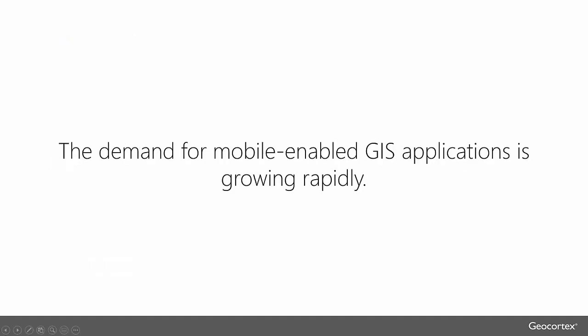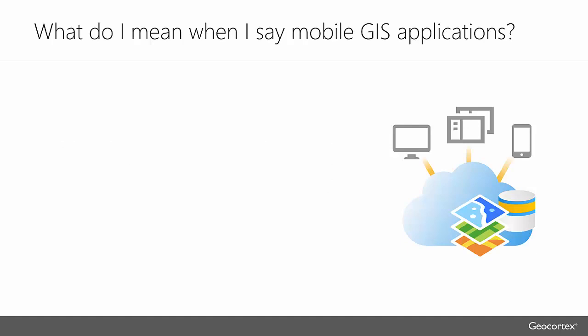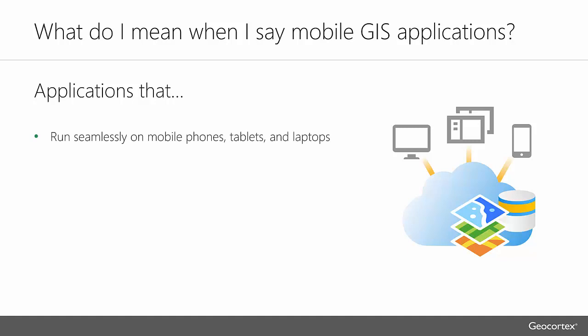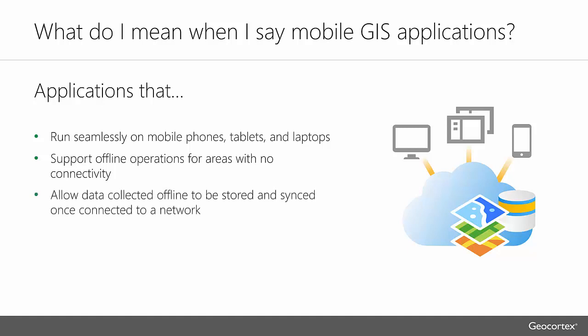So we're here today to talk about mobile, and I think that most folks here would agree that the demand for mobile-enabled GIS applications is growing, and it's growing rapidly. So when I say mobile GIS applications, what do I mean? I mean applications that run seamlessly on mobile phones, tablets, and laptops in the field, support offline operations for areas that have no connectivity or poor connectivity, allow data collected offline to be stored and synced once back connected to the network, and they're easy to operate and targeted at the specific job function of the users.